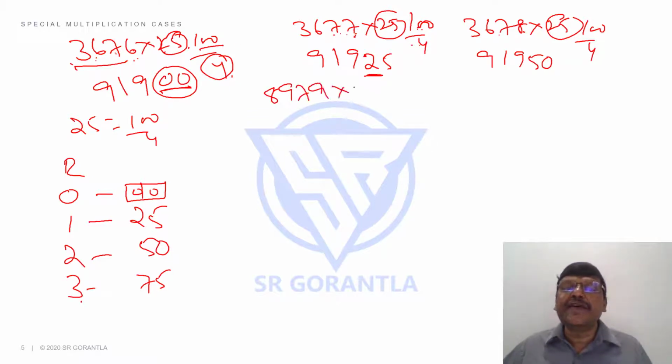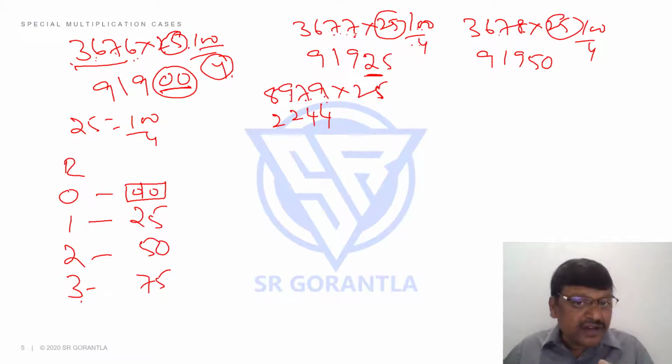8979 into 25. Let's see. 4 2s are 8. 4 2s are 8, remainder 1, 17. 4 4s are 16, 19. 19 means 4 4s are 16. What is the remainder? 3. 3 means I should write 75. I'm dividing by 4, students, instead of multiplying with 25, right? Let's take one more.